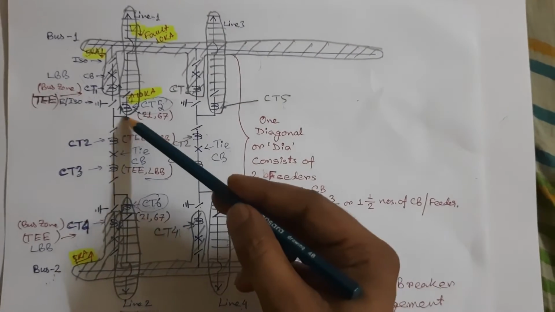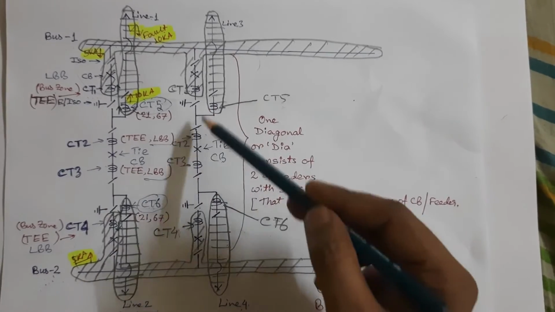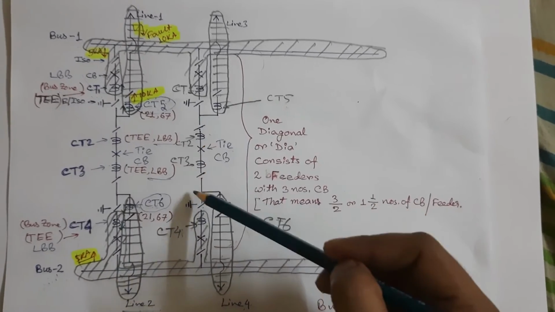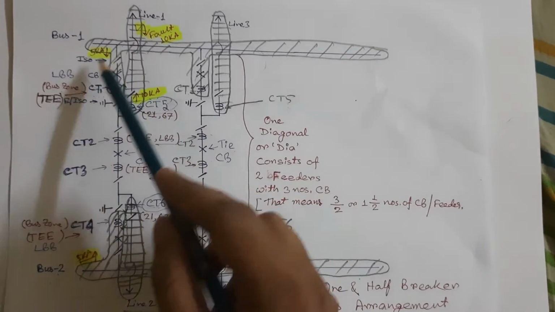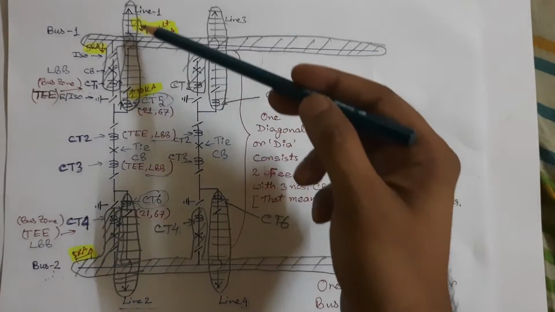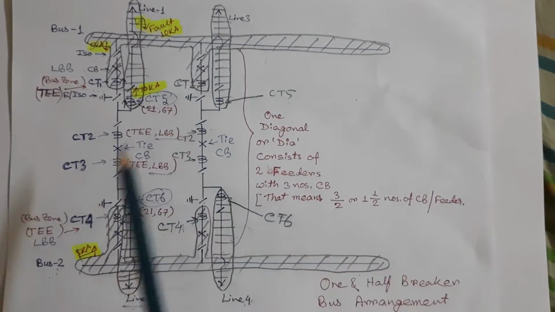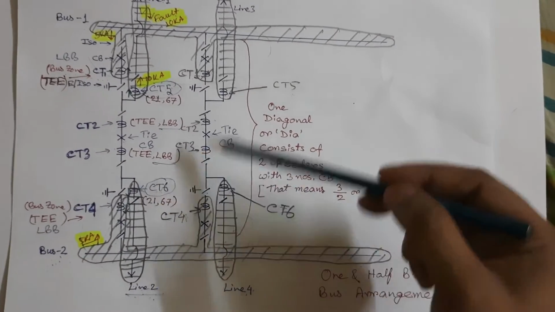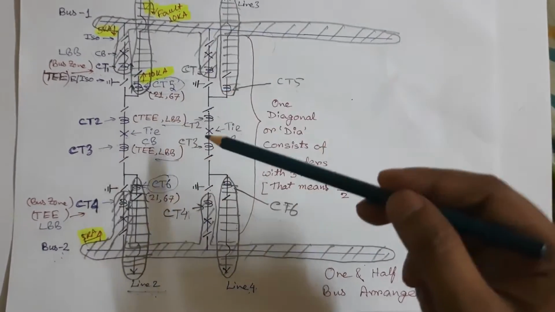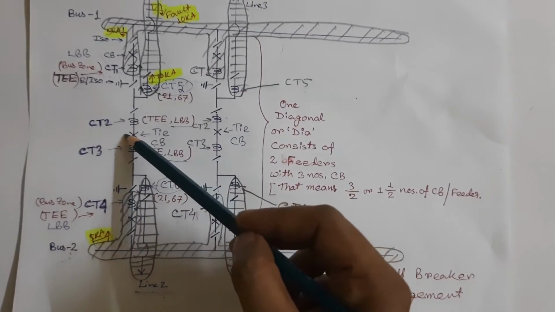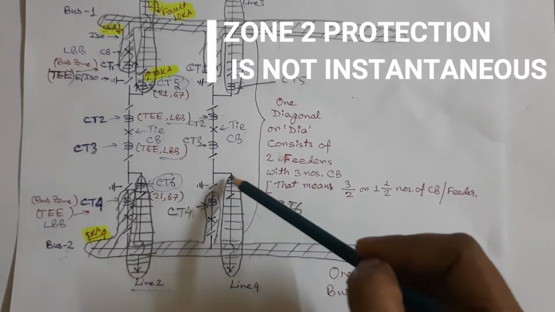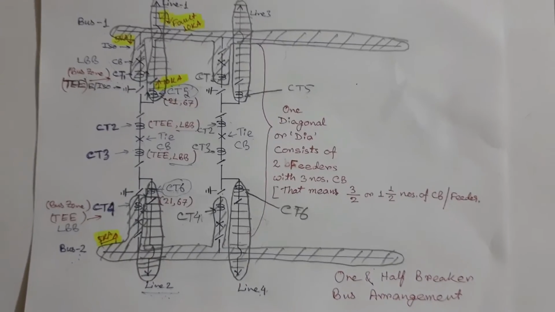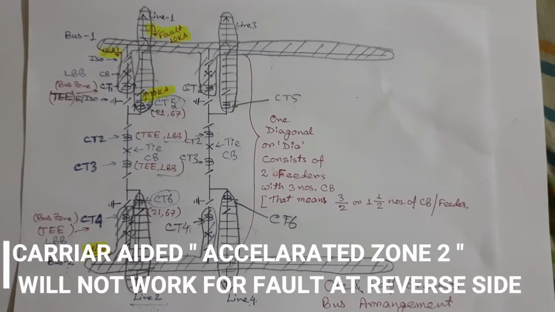Now notice that the unshaded portions of these two diagonals are not protected by any instantaneous protections like bus zone differential relay or distance protection relay. Though these two parts are protected by distance protection of far end substations, that means if any fault occurs in these unshaded portions, then that fault will be cleared by zone 2 of sending end substation distance relays.